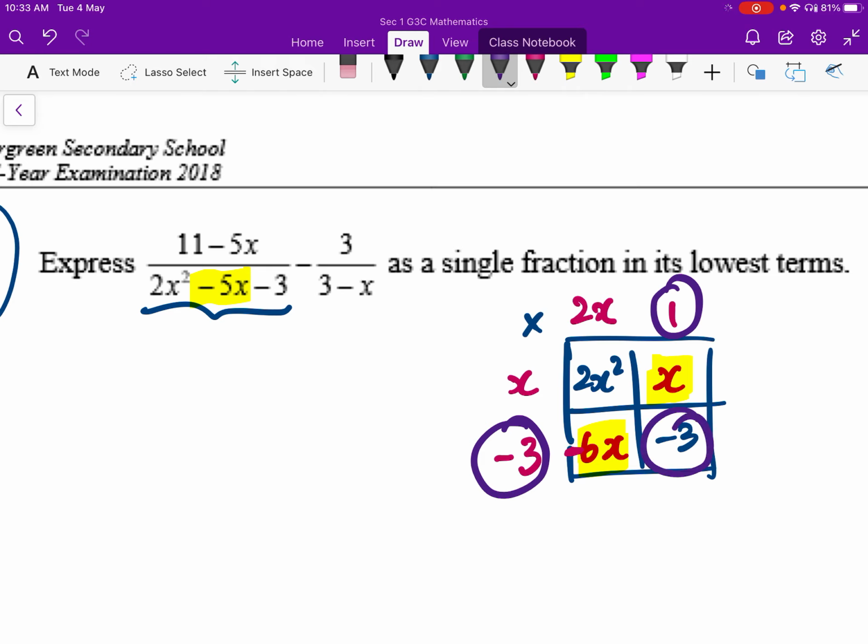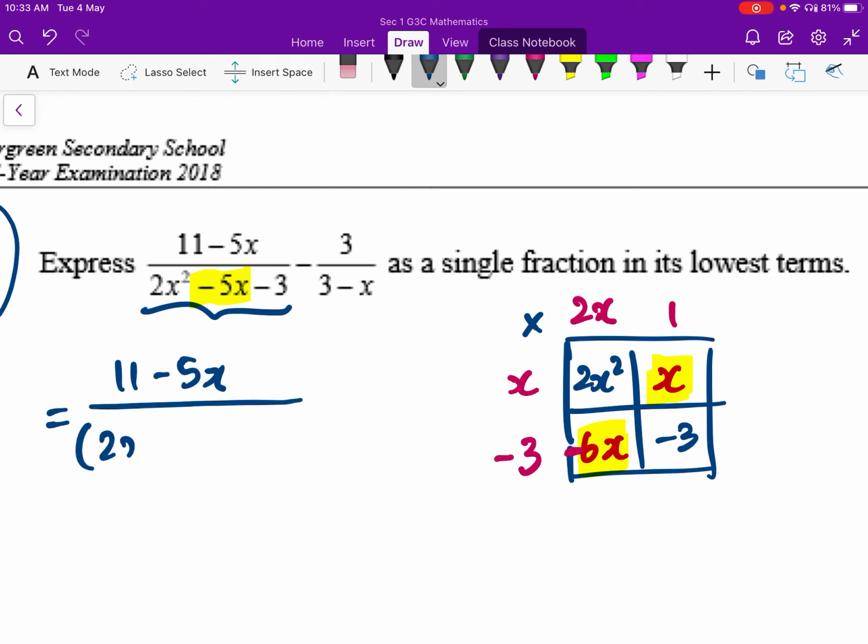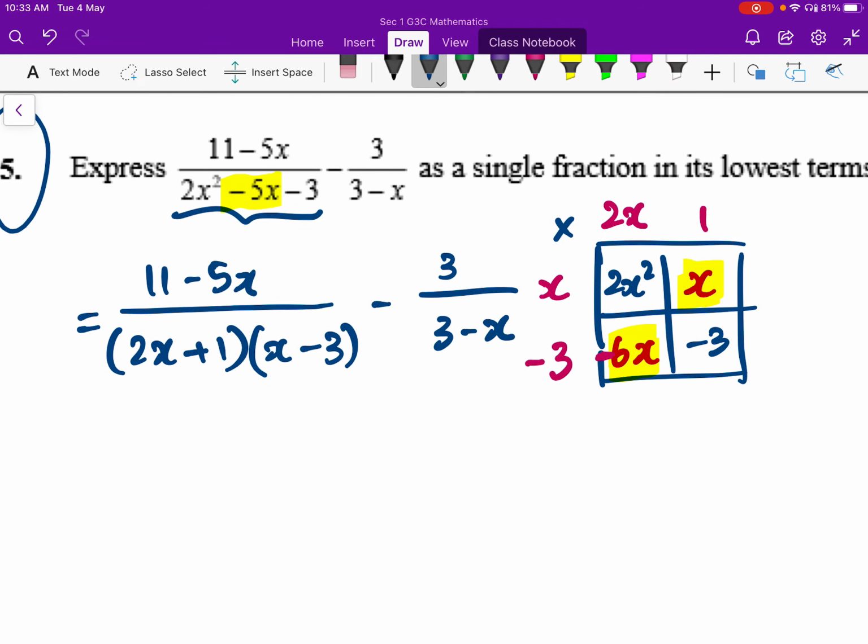So for now, I have successfully factorized our denominator on the left hand side. I'm going to rewrite this now to give us 11 minus 5x in the numerator, and 2x plus 1 and x minus 3 in the denominator. That is the left hand side already. Then we have to subtract 3 over 3 minus x. Now do you see a common factor or almost common factor? Here, x minus 3, 3 minus x. Almost the same.